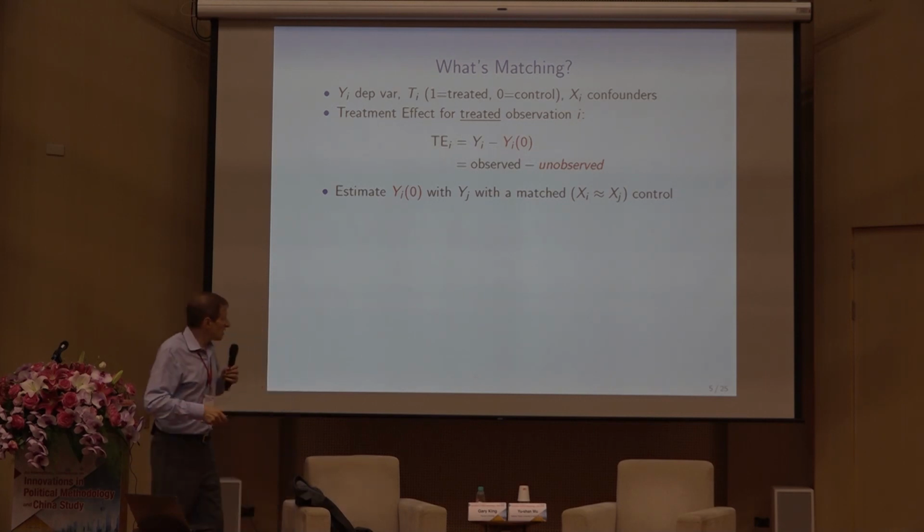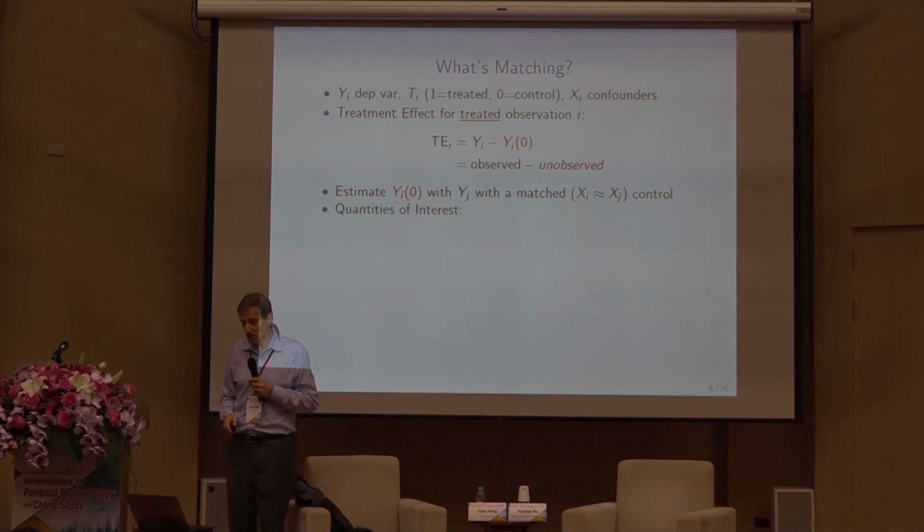A nice, easy way to think about matching is we don't know that, we need to estimate that. Where are we going to get that from? We look for another observation, this is i, this is j, another observation which is the same as much as possible, based on the pre-treatment confounders, where one got treatment and one didn't get treatment. If it's possible to find, we would like that. So that's the idea. Well, we can estimate that if we have a good control.